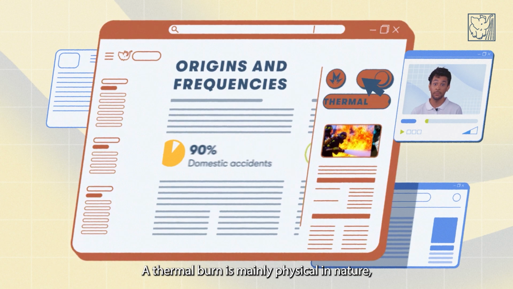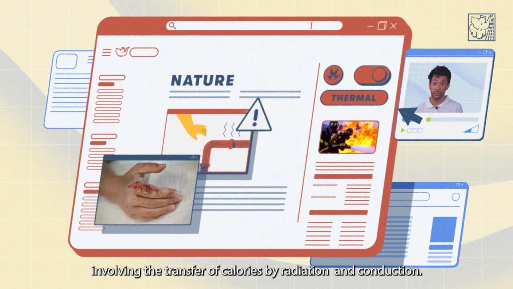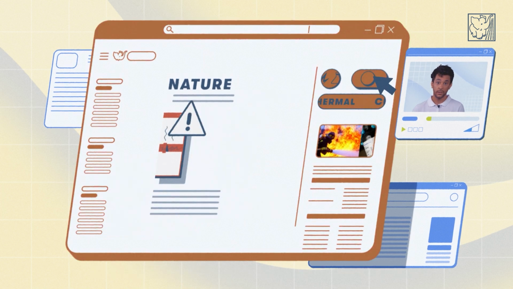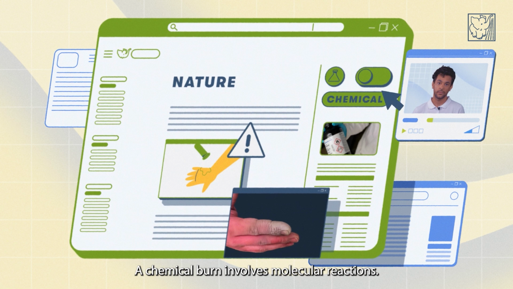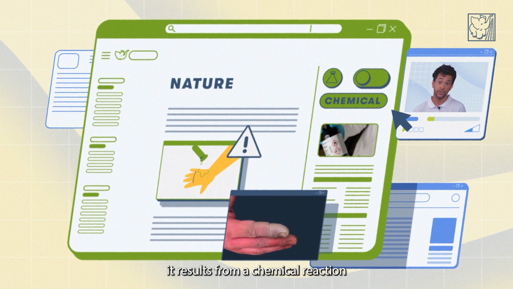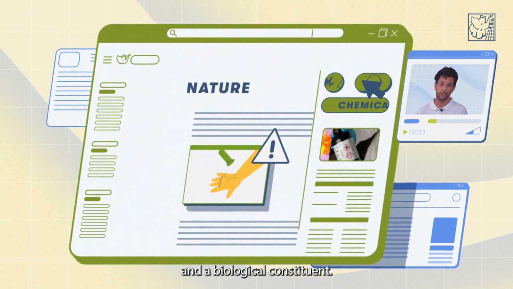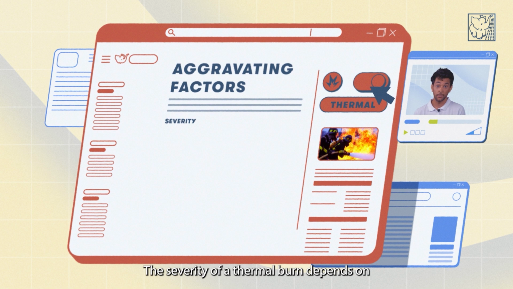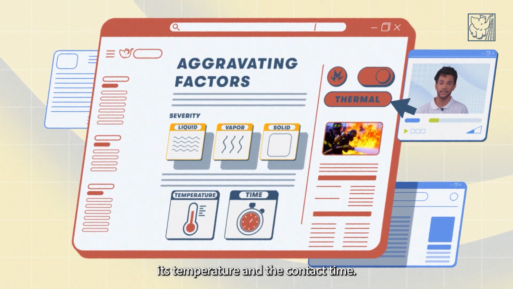A thermal burn is mainly physical in nature, involving the transfer of calories by radiation and conduction. A chemical burn involves molecular reactions. At the microscopic level, it results from a chemical reaction between an aggressive chemical and a biological constituent. The severity of a thermal burn depends on the nature of the burning agent, its temperature, and the contact time.